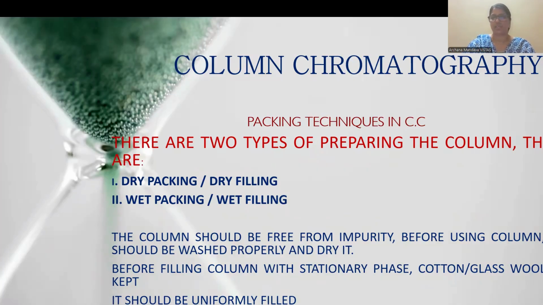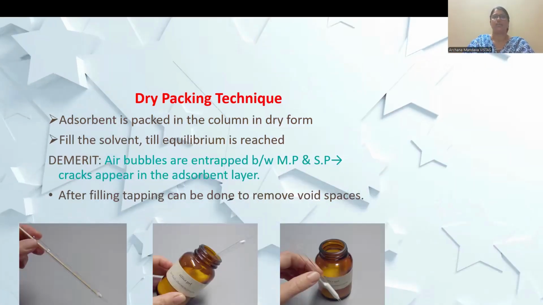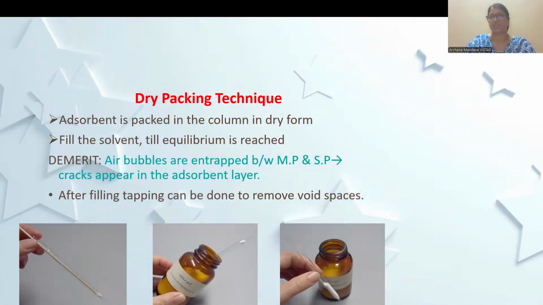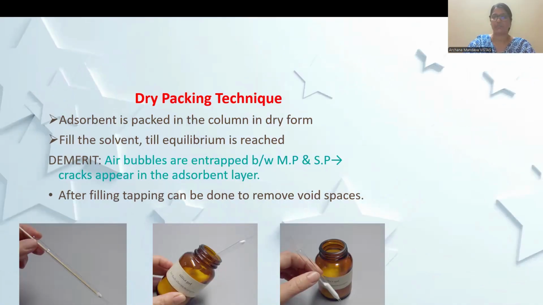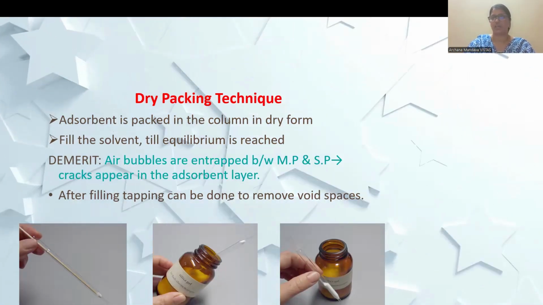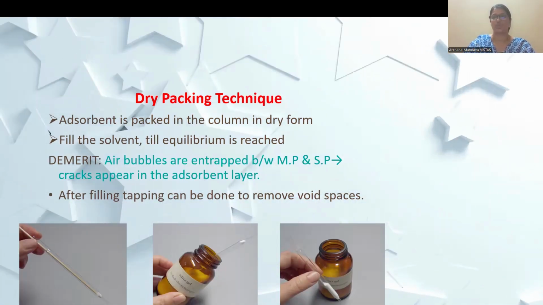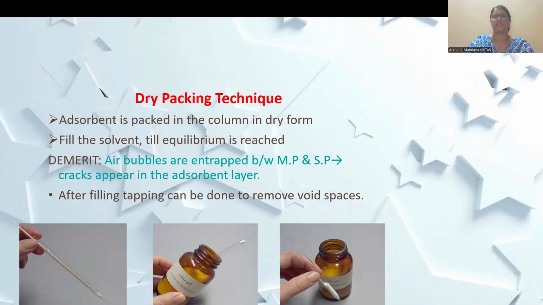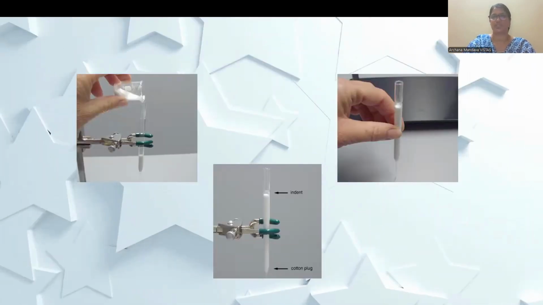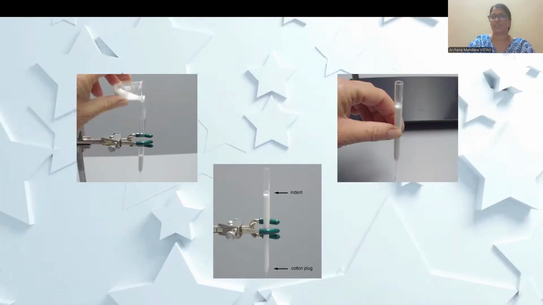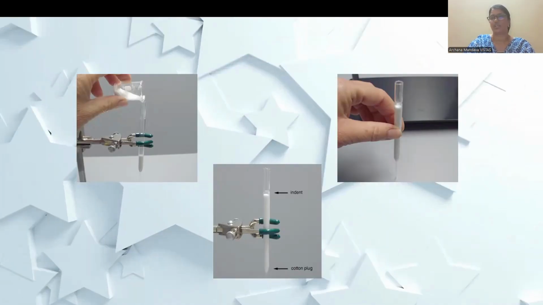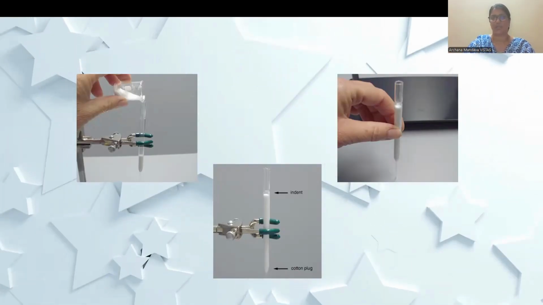It should be uniformly filled, with no air entrapment or gaps between the particles. In dry packing, the adsorbent material is taken in dry form and filled into the column. Then we can use the mobile phase to remove air entrapment between the particles. In the first step, you can see the column being filled with the adsorbent material. Then after adding the mobile phase, you can see there is no air entrapment.